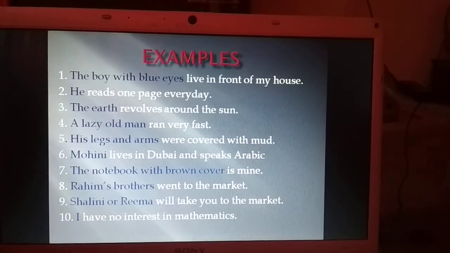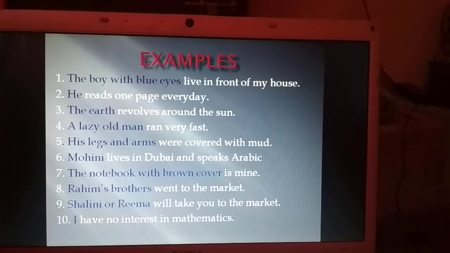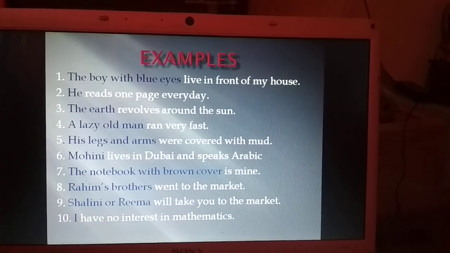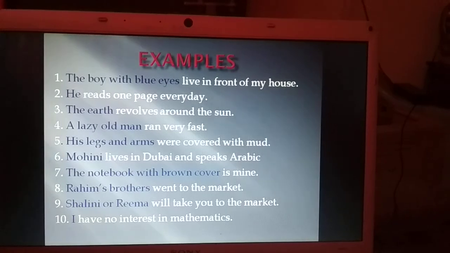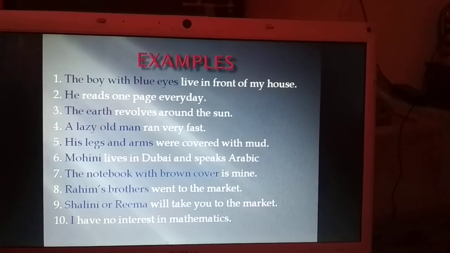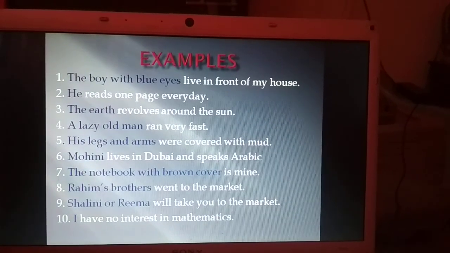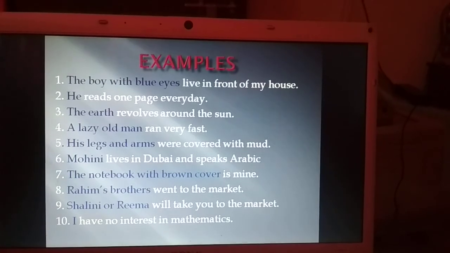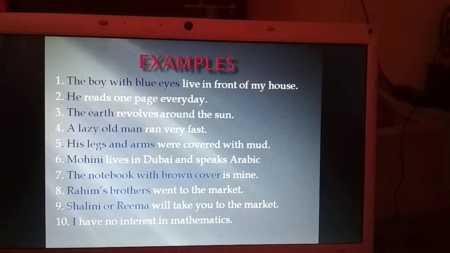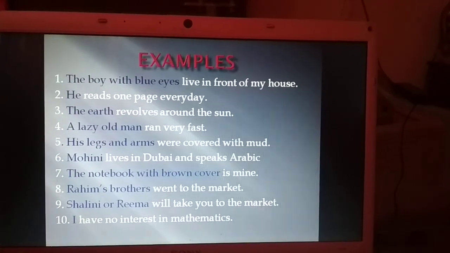Shalini or Rima will take you to the market. So I am talking about Shalini or Rima. So both are your subject. I have no interest in mathematics. So here I am talking about I. So in this sentence, I is the subject.